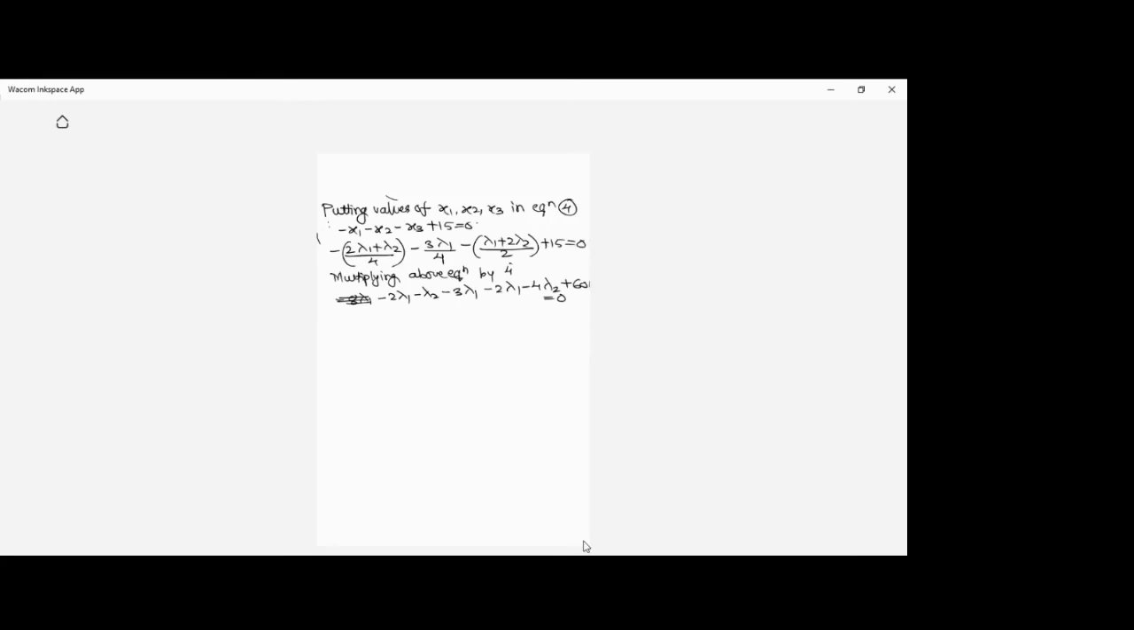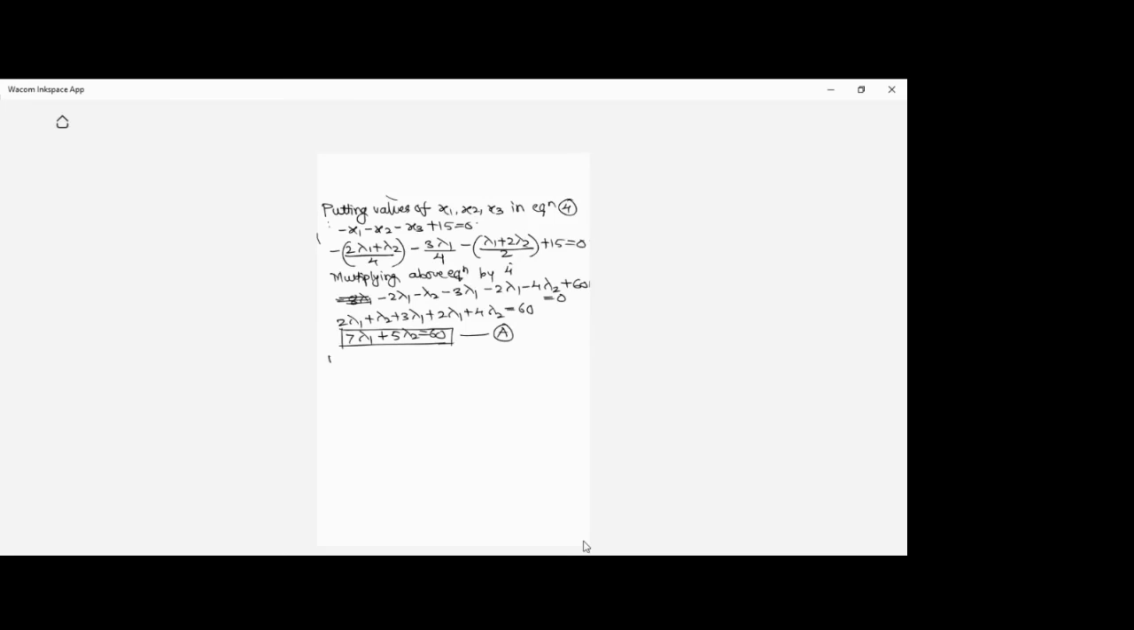So minus 2 lambda 1, I can write it, for example, 2 lambda 1 plus lambda 2 plus 3 lambda 1 plus 2 lambda 1 plus 4 lambda 2 is equal to 60, right? So now it will be easy. So 2 lambda 1 plus 3 lambda 1 is 5 lambda 1 plus 2 lambda 1 is 7 lambda 1 plus lambda 2 plus 4 lambda 2 is 5 lambda 2, right? So 5 lambda 2 is equal to 60.